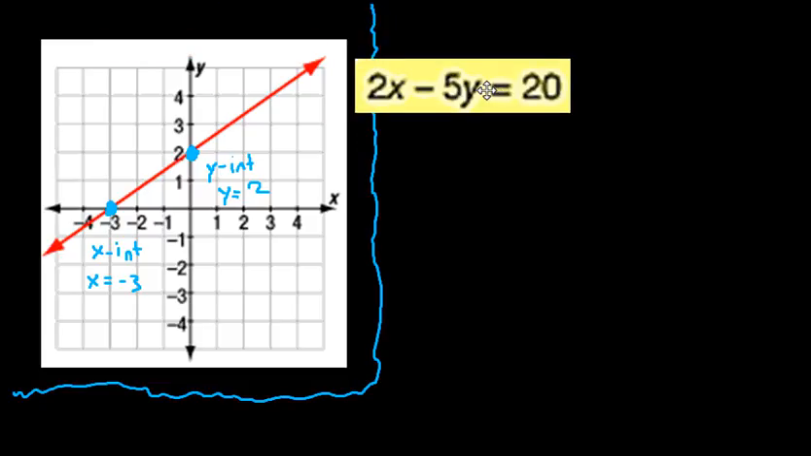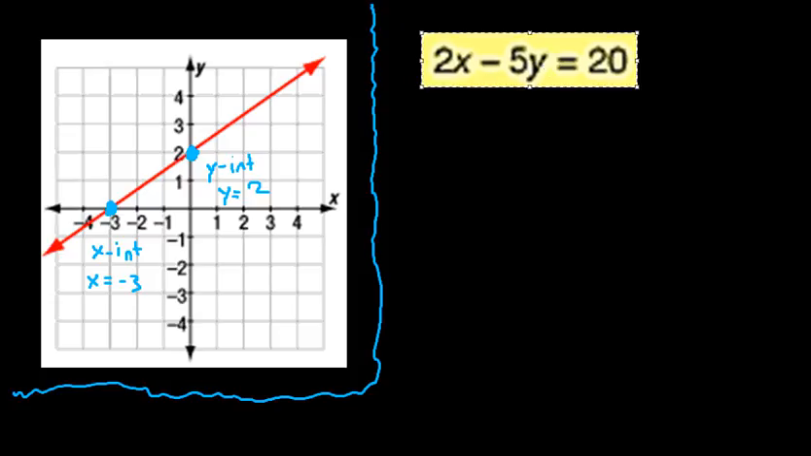So now I'm done with this problem, and I'm just going to border it off. And let's actually look at how you can use the x and y intercept to look at things. So here's an example of a linear function, 2x minus 5y equals 20, and the first thing I want you to do is locate the x-intercept and the y-intercept. Well, let's think about that. How do you do that?